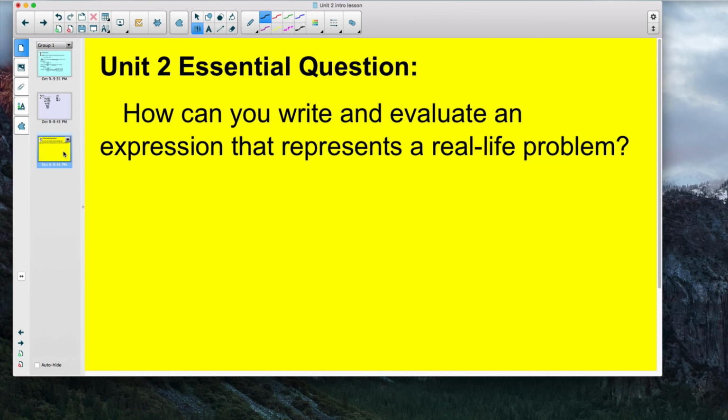I want to leave you with the first essential question that we're going to look at for Unit 2, and this is what we're going to look at today: how can you write and evaluate an expression that represents a real-life problem? Because it really falls back on not just looking at some numbers and doing math problems in class, but can you really apply it to real-life problems, which is going to be the main focus throughout this whole unit.